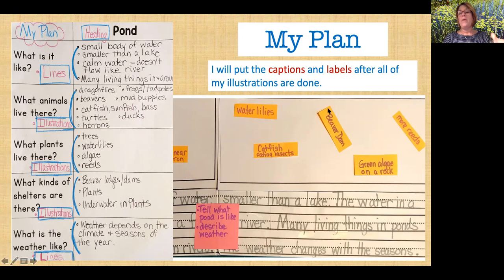We're learning again about a beaver dam. A beaver dam is also in this pond habitat. And I learned about green algae. It's a plant that grows on the rocks and it makes the rocks really slippery. And then I'll put some more reeds here. But I wanted to call attention to something. A lot of the animals, a lot of the plants that we're seeing in the pond habitats of Indiana are also part of the river habitats. So we're going to see a lot of the same animals.